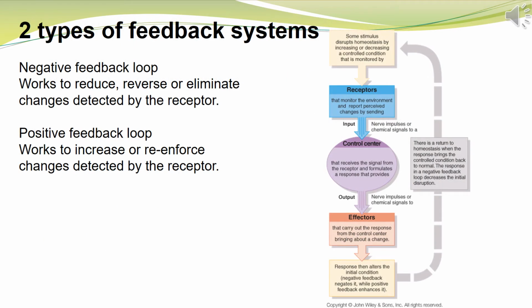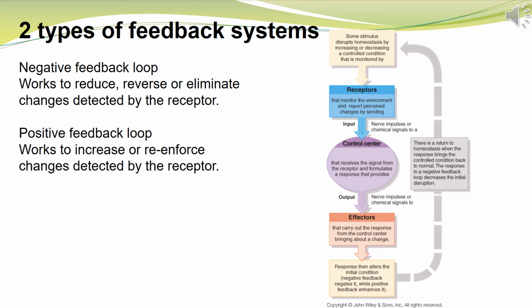Here are the two types of feedback loops. The most common is the negative feedback loop, which works to reduce, reverse, or eliminate changes detected by the receptor. So an example of this would be when you feel as though you're the wrong temperature. Say you're too hot, your body tells you you're too hot, you feel bad, and then you either move to a cooler area or a shade, or maybe you drink water or something like that. In comparison, positive feedback loops are pretty uncommon, and they work to increase or reinforce changes detected by the receptor. And two examples of this would be urinating or giving birth.